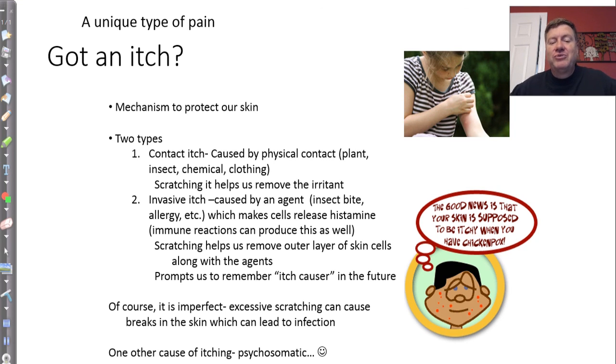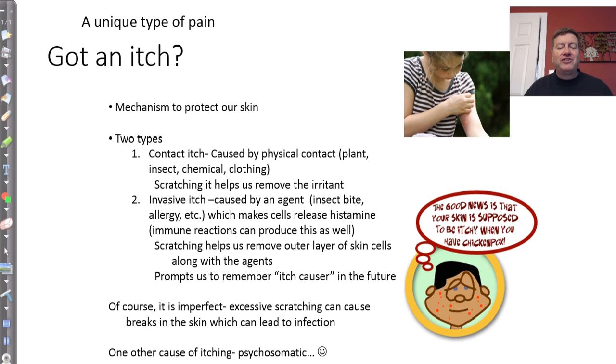A contact itch is when you do have something on your skin, and the idea here is if you get a plant chemical, or if you have clothing, or you have something resting on your skin causing it to itch, by scratching you are removing it. That is the point of getting the irritant off, is that you scratch it and remove it.